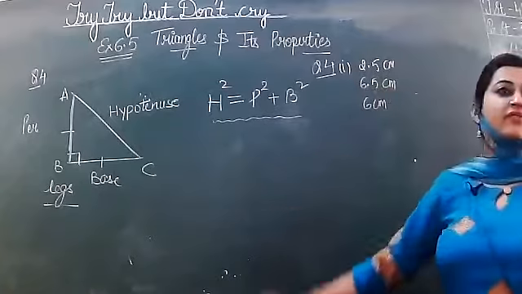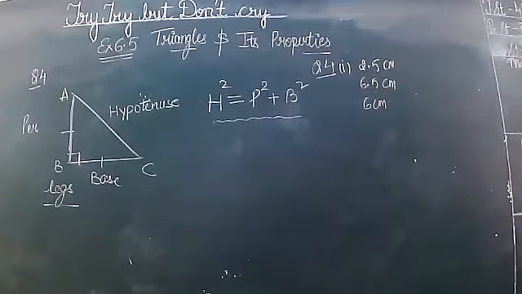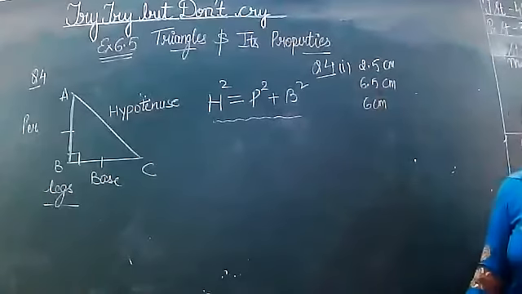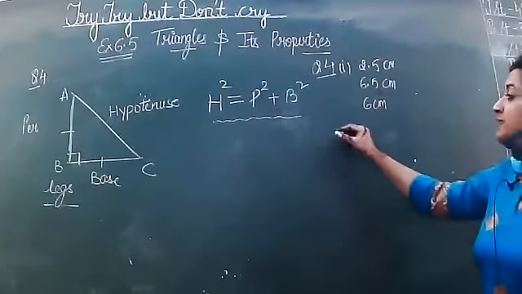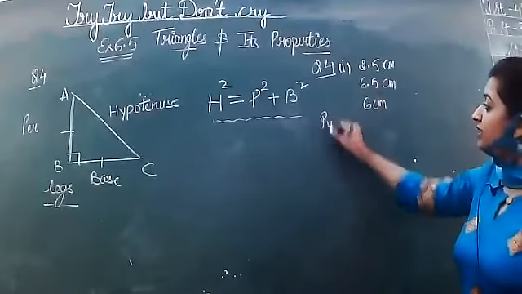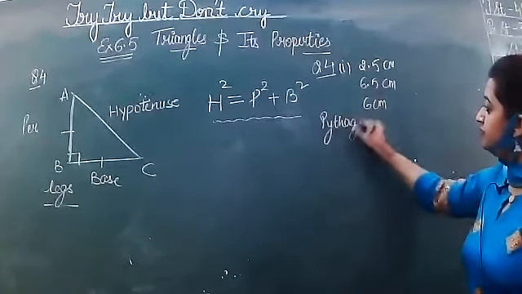These 3 sides are given and you have to verify whether this is a right angle triangle or not. If it satisfies this theorem, that means it must be a right angle triangle. Now, let's start with this. So what you will do, you will use the Pythagoras theorem. You will write here Pythagoras theorem.